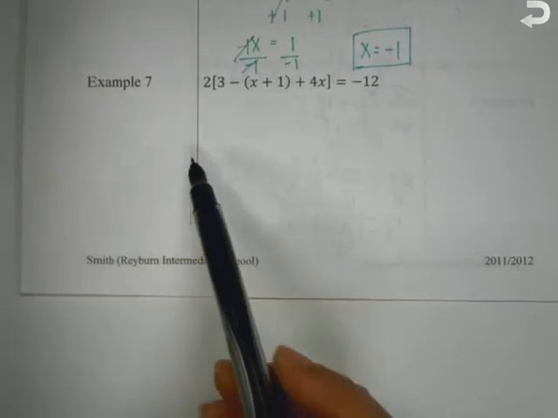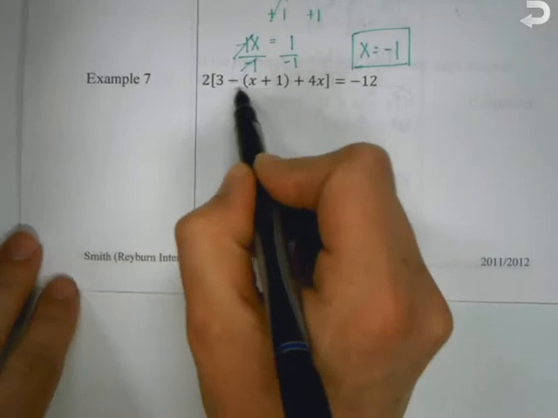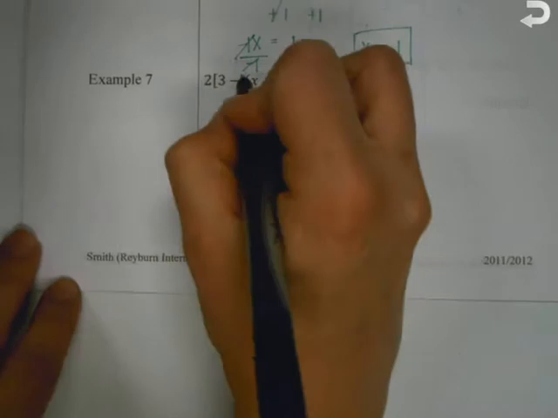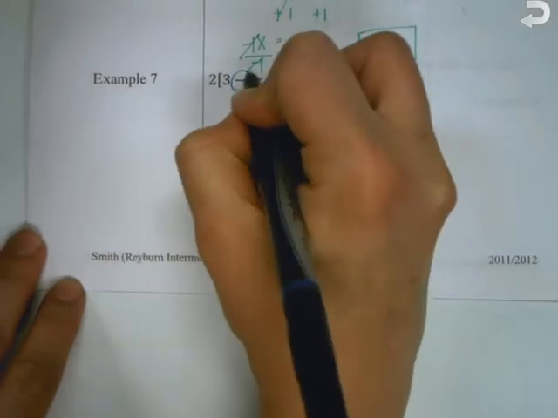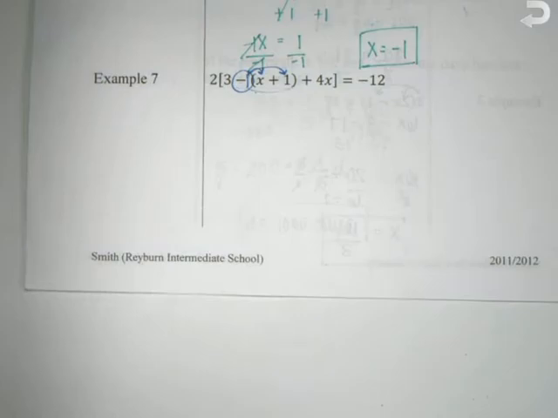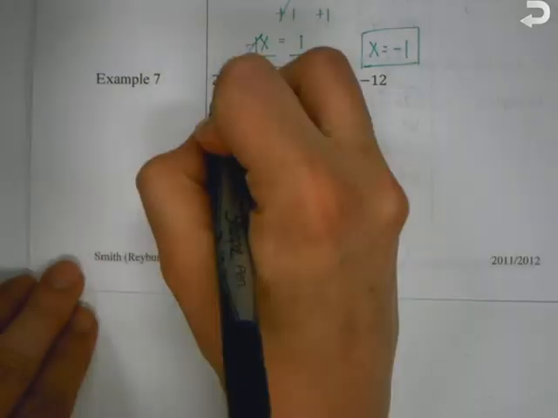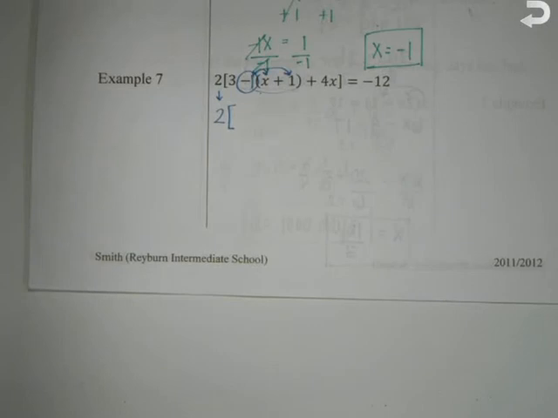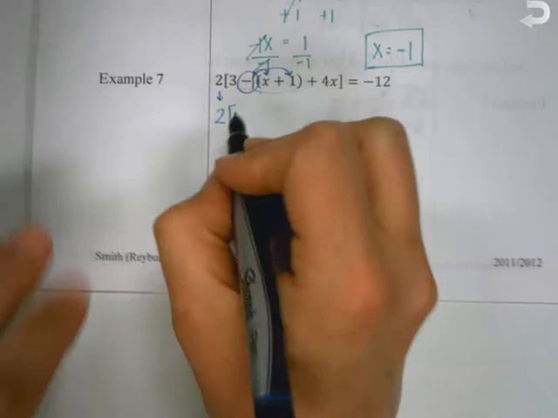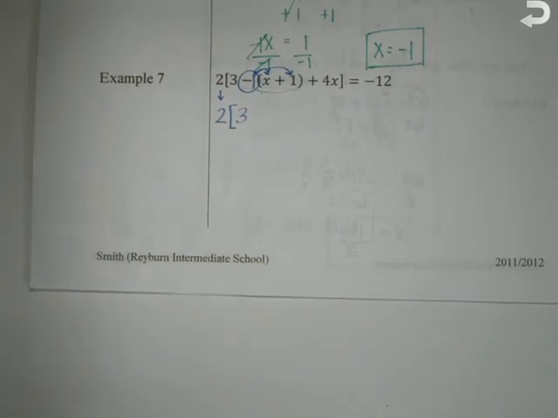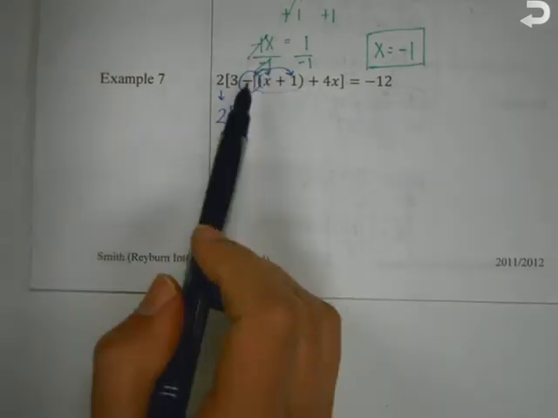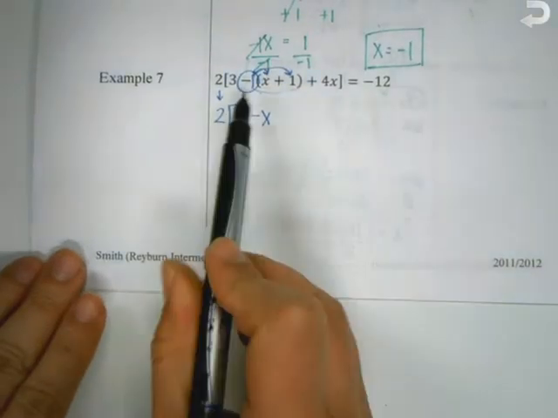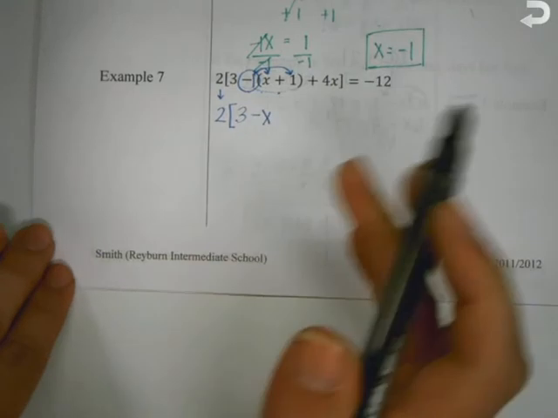So draw on that 1, circle it, and let's distribute. So 2 on the outside of the brackets, come straight down. We haven't used it. Bracket. Have I used 3 yet? No. So 3. Negative 1 times x. Negative x. Negative 1 times positive 1. Negative 1. Plus 4x. We haven't used that yet either. Finish the bracket. Equals negative 12.